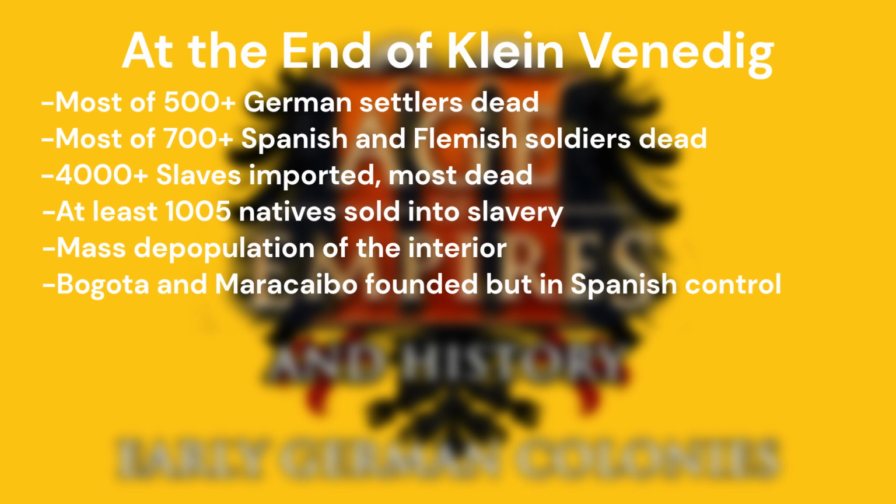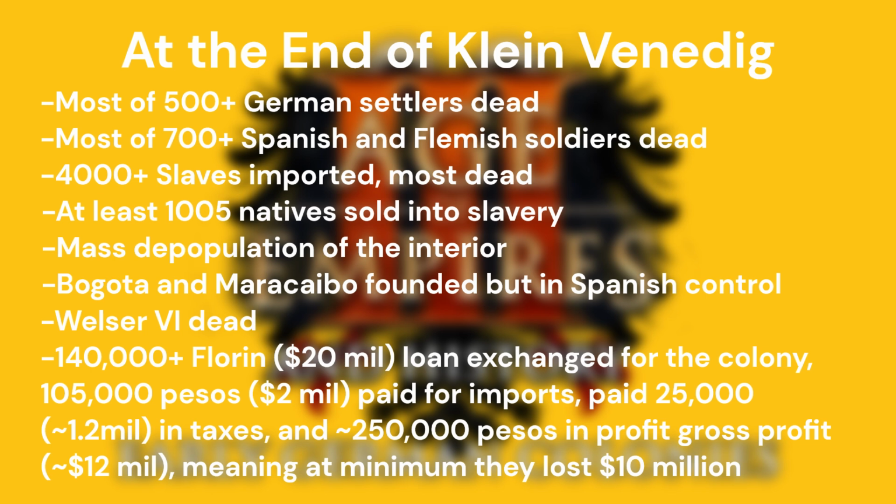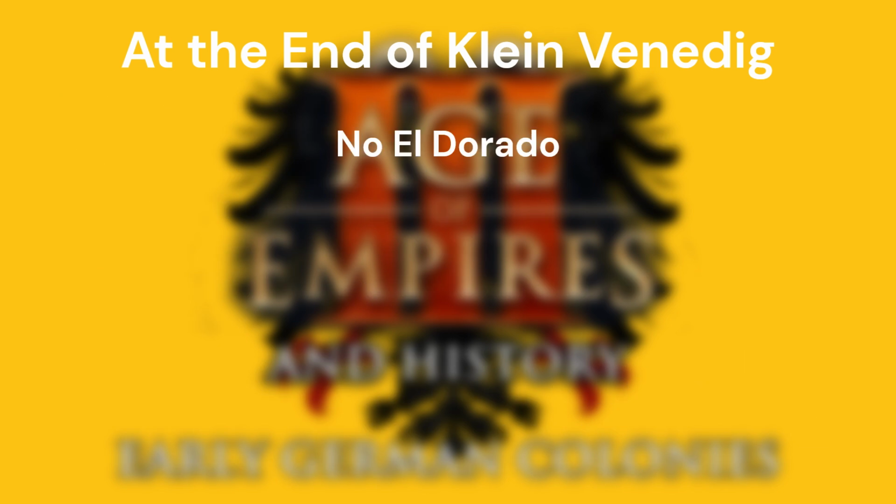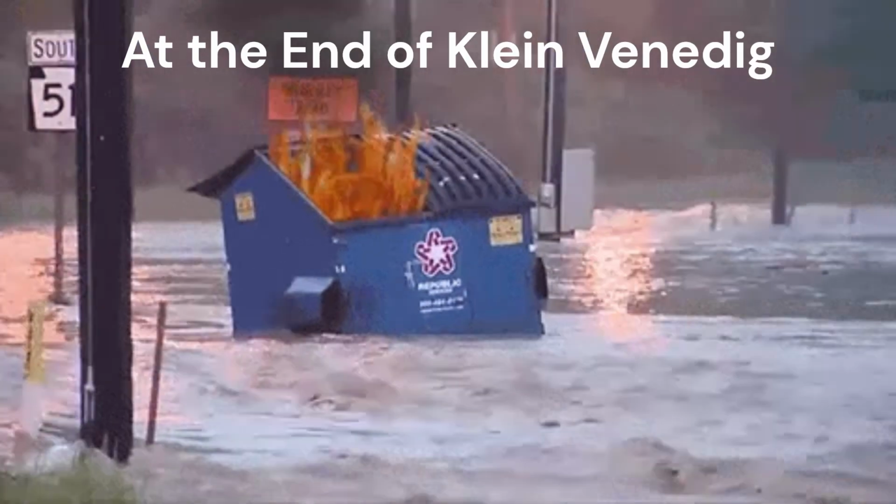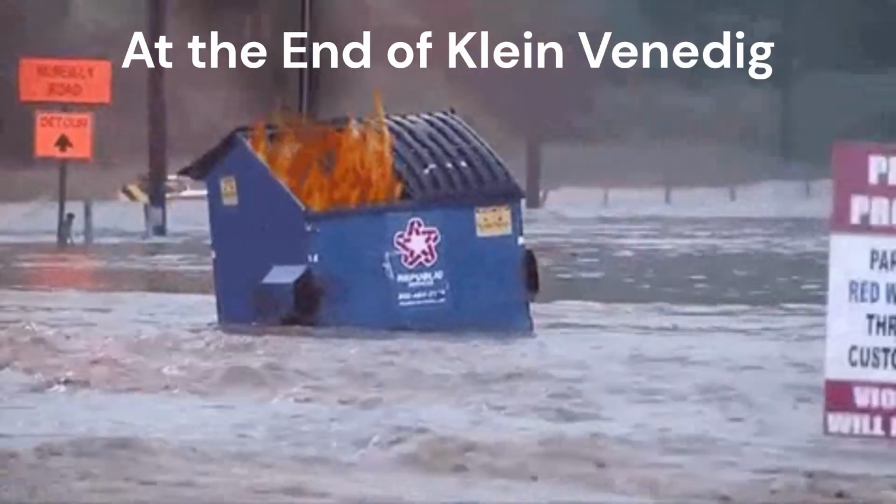2 cities were founded, the modern-day cities of Maracaibo and Bogota, but were taken over by the Spanish. So the Welsers didn't benefit. One of the Welsers was dead. They lost a lot of money. And no El Dorado. So that's the dumpster fire that was Klein Venedig.